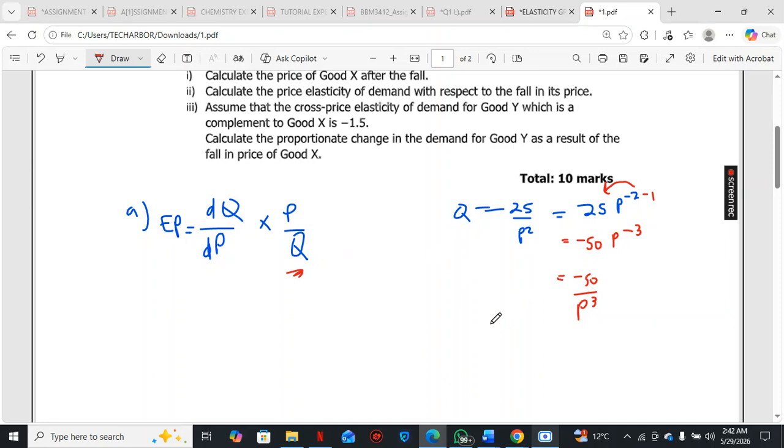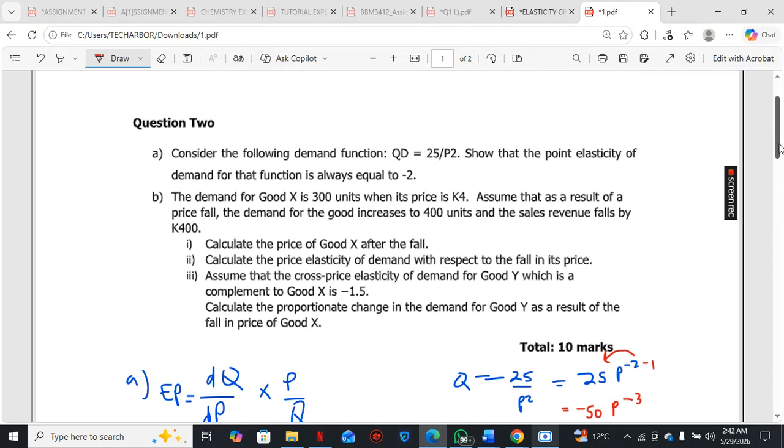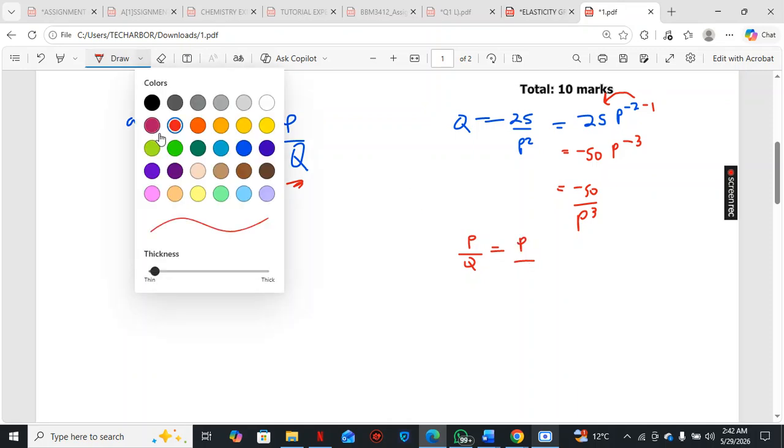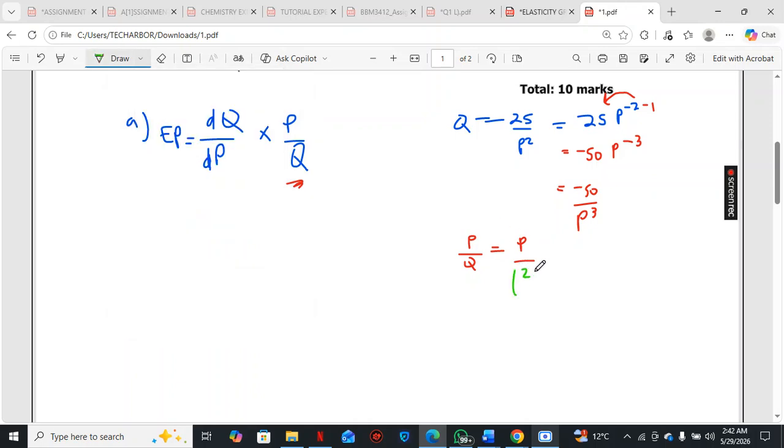Then we come to the second part of the equation here, P over Q. We know that our quantity is 25 over P squared. So we're going to have P over, substitute Q with 25 over P squared as given in the question, because as you can see here, Q equals 25 over P squared.